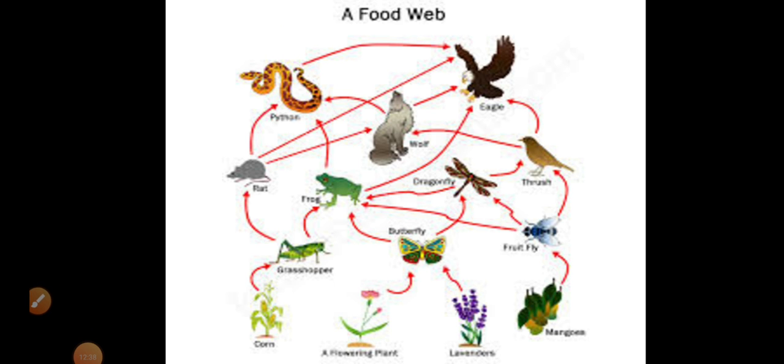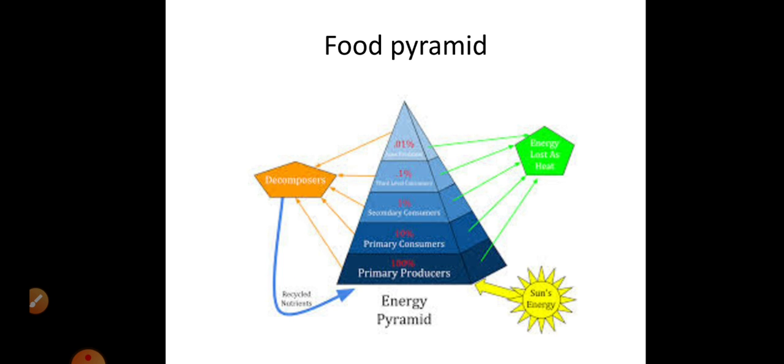Okay, this is a food web. As you're seeing here, the food web consists of more than one food chain, and it shows the relationship between different organisms in the community. This is the food pyramid, which shows the amount of energy that is moving from one trophic level to another. Of course, in the primary producers, we have the most energy, because they are producing energy for other organisms found in this community.